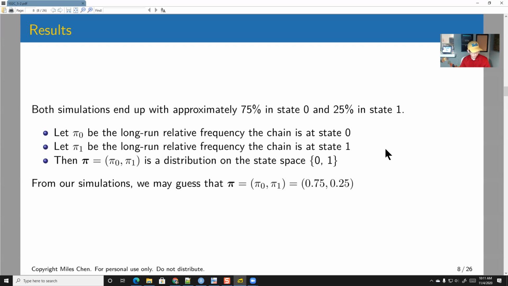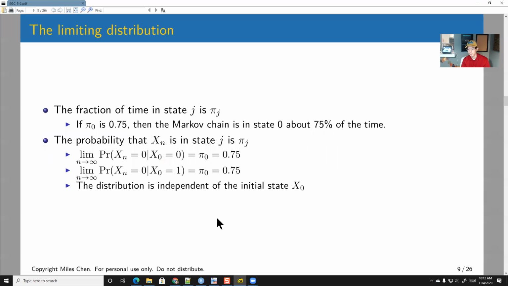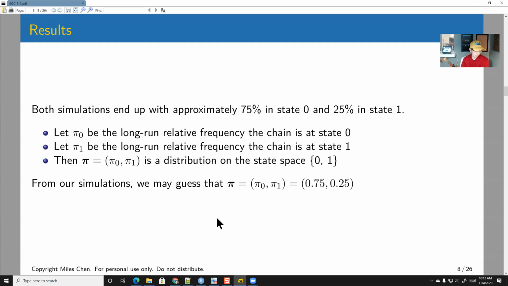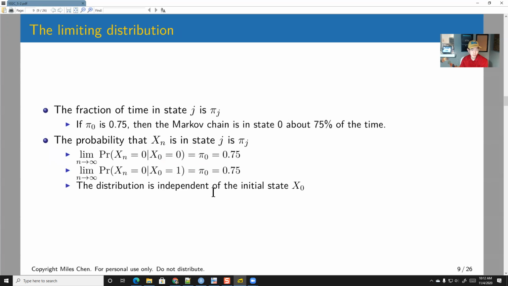All right, so this is what we have here. Does that make sense so far? All right, and so the fraction of the time that we're in whichever state. So here I just have state 0 and state 1, or state space. There's only 2 values here.